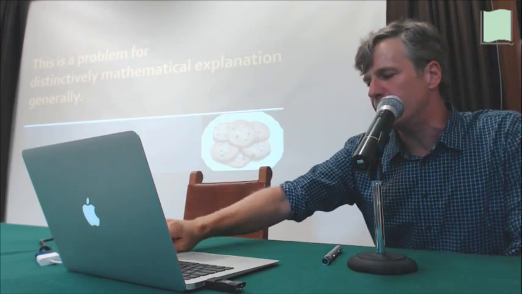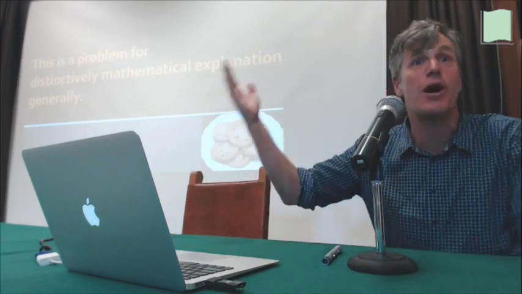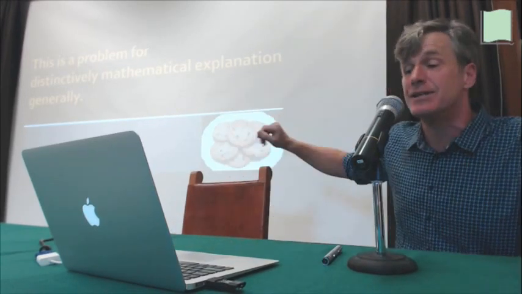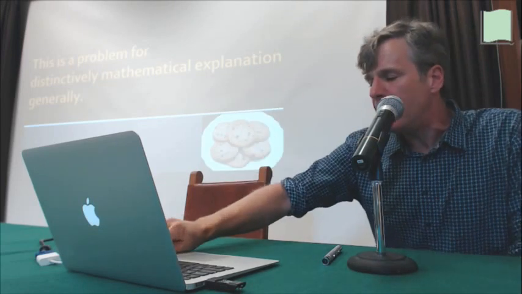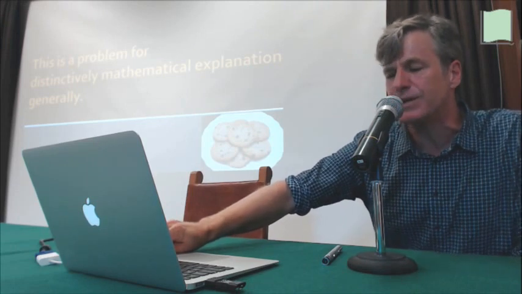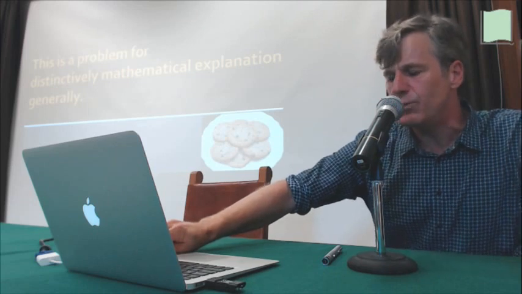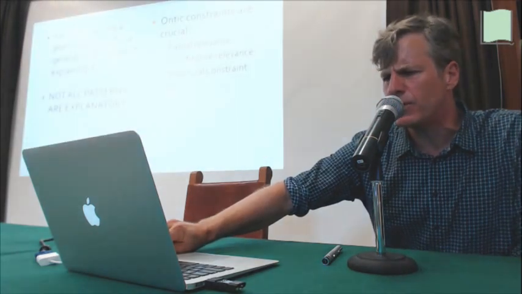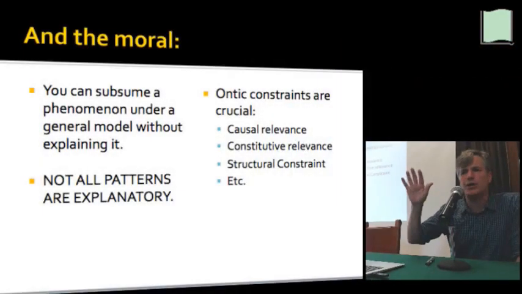Maybe there are mathematical explanations, but in these cases, and the Königsberg bridge case, which is central to what I'm talking about today, it appears that ontic considerations about the structure, the causal structure of the world, are essential to decide when we've got a good explanation and when we've got a bad one. So the moral here is that you can subsume a phenomenon under a general model, a network model, a mathematical model, without explaining it. In other words, not all patterns in the world are explanatory.